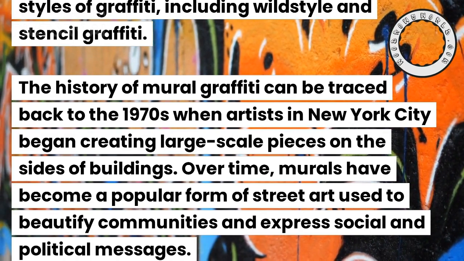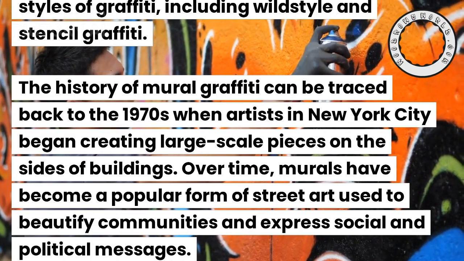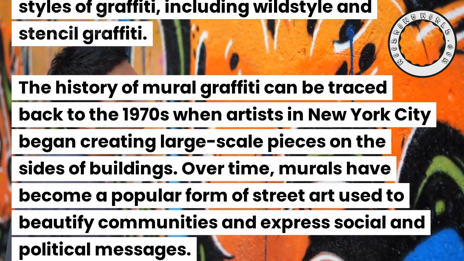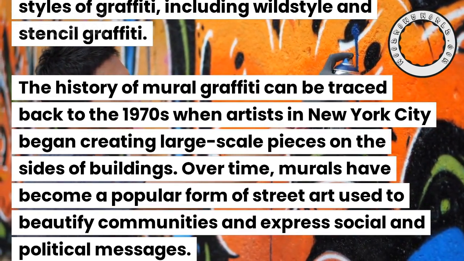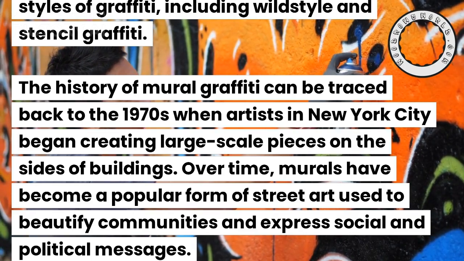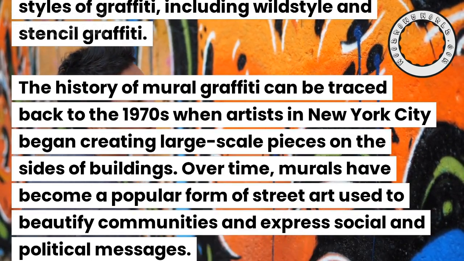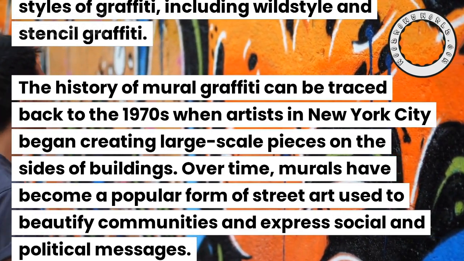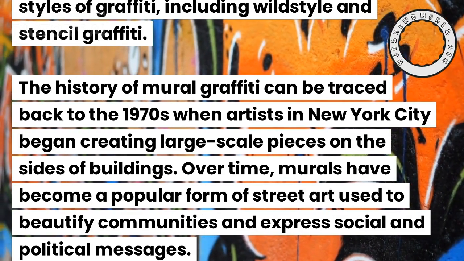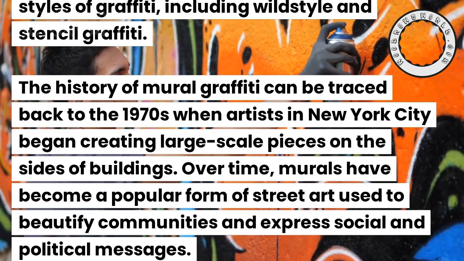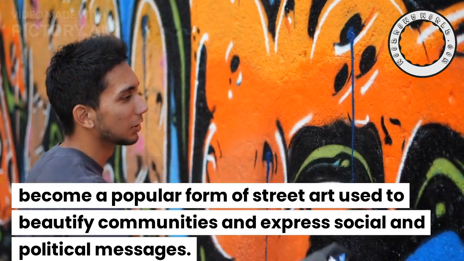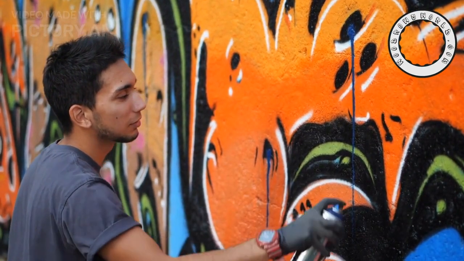The history of mural graffiti can be traced back to the 1970s when artists in New York City began creating large-scale pieces on the sides of buildings. Over time, murals have become a popular form of street art used to beautify communities and express social and political messages. To execute a mural, the artist will use spray paint or other materials to create a large-scale piece on a surface. The artist may use a combination of different styles, techniques, and colors to create a visually stunning and impactful piece.